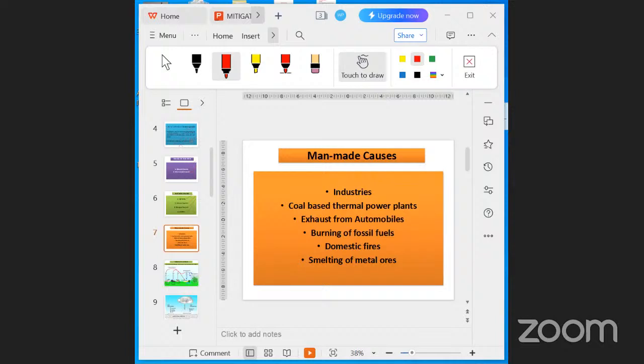Exhaust from automobiles, all of you know about that. Again, this is related to fossil fuels. We all know that most vehicles such as cars, trucks, and buses run on either petrol or diesel. Both are fossil fuels, and whenever we use these fuels in vehicles, they give out emissions which contain oxides of sulfur and nitrogen, which contribute to acid rain. Burning fuels is also the same. I already told you about this one.